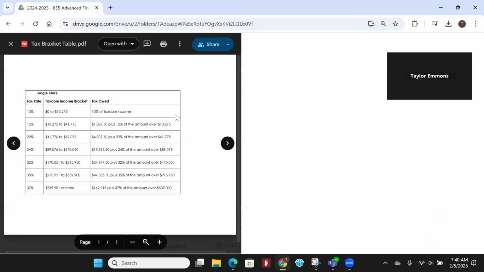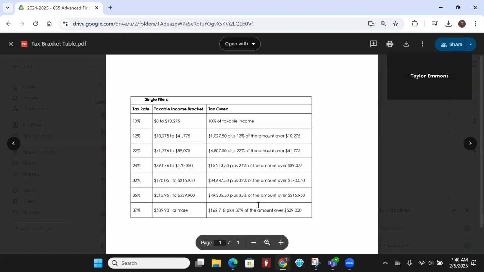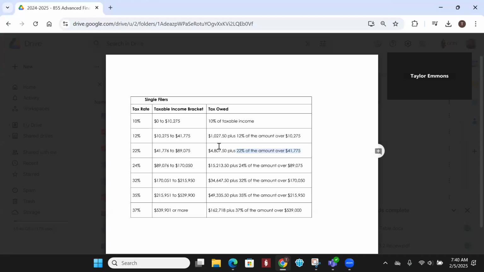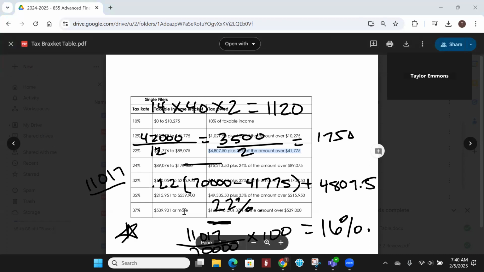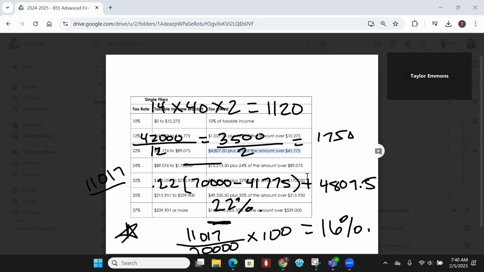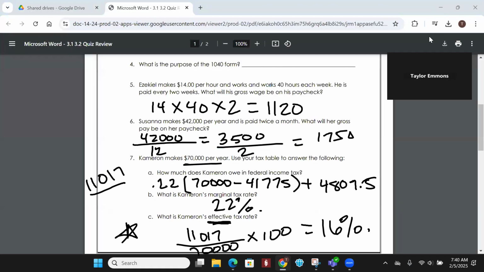Okay, this is the tax bracket. Look on the right hand side where it says tax owed. That's how I create my equation. So this information right here. So it's going to be in the 22% bracket. And that's where that 4,807 came from. That's where that 41,775 came from.